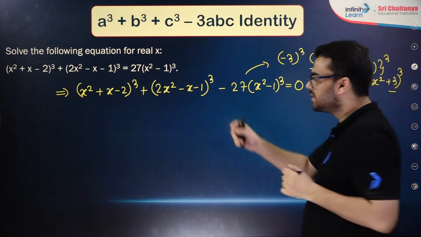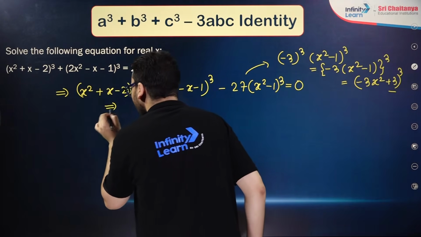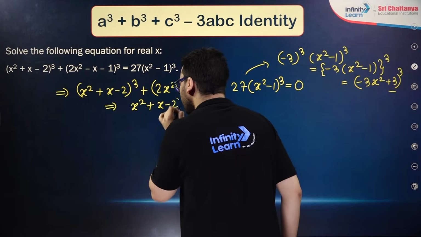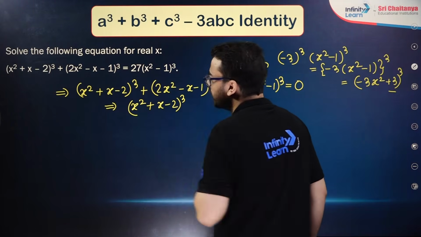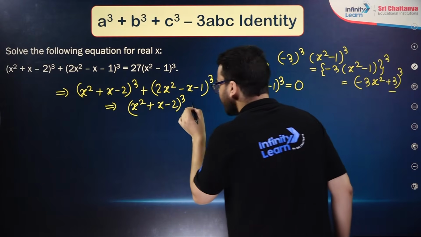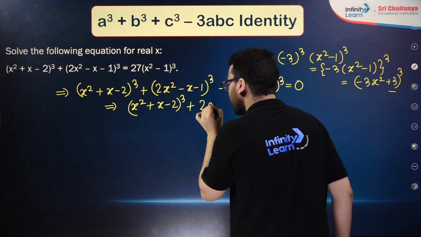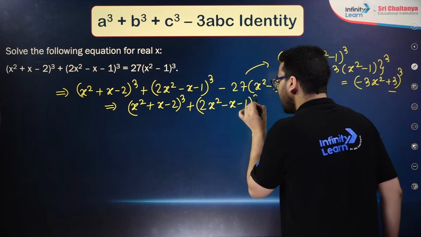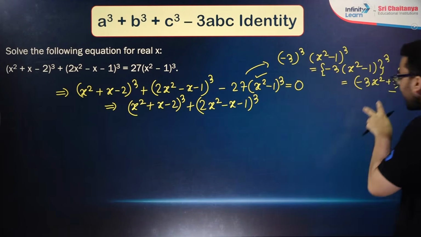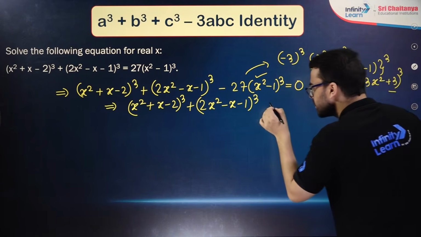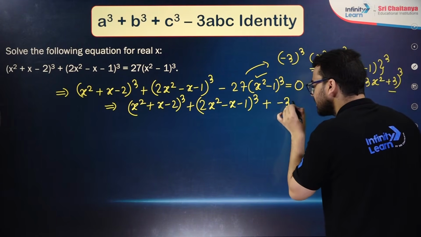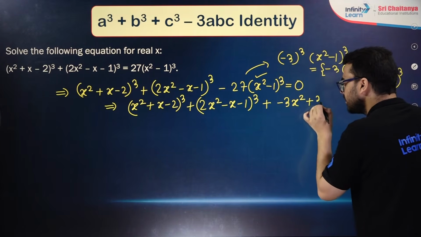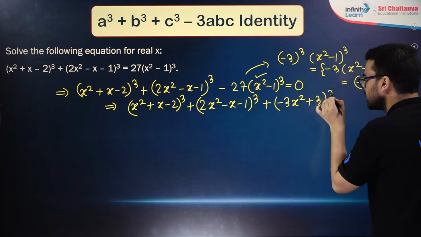So what does it mean? The same expression over here can be changed like this. It is x square plus x minus 2 the whole cube. Then you have got 2x square minus x minus 1 the whole cube. And then this very expression can be written like this, right? So it can be written like this, minus 3 into x square plus 3 the whole cube. And that is equal to 0.